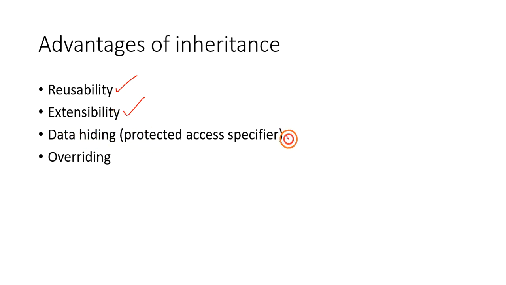It also allows data hiding. For this we will use an access specifier called protected. Just remember this. I am not going to discuss this access specifier, but data hiding is achieved in inheritance by using the protected access specifier. And the fourth advantage of inheritance is overriding, or more specifically, method overriding, which I am going to discuss in the next slide.